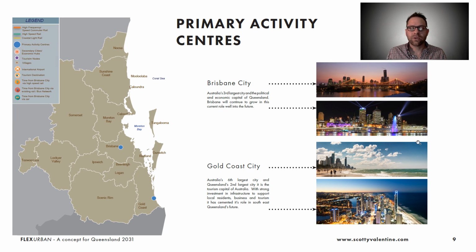So if we look at southeast Queensland, we've got two primary activity centres. We've got Brisbane City and we've got Gold Coast City. Brisbane's our third largest city in Australia, and Gold Coast is our sixth largest city. Brisbane's the political and economic capital, and Gold Coast is the tourism capital. So these are two fairly important places and two hubs of people for current jobs and future jobs.